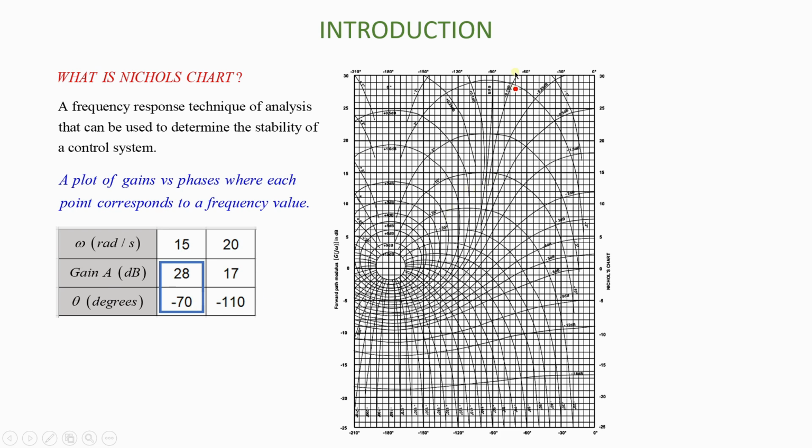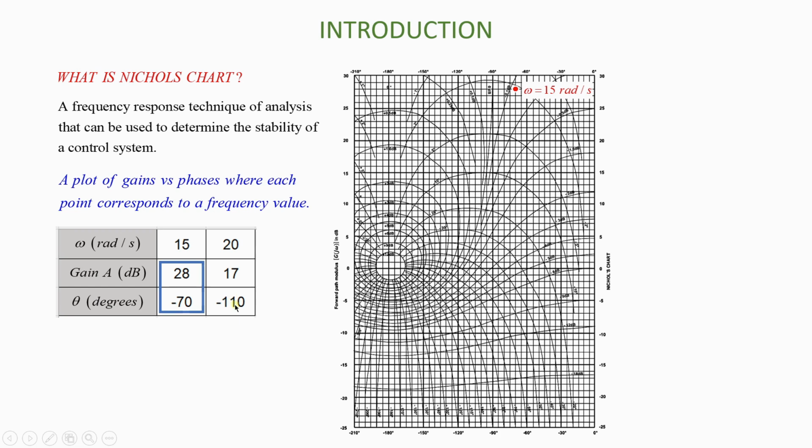And so once you've plotted that point, this point corresponds to a frequency value of 15. So what you do then, you write there that the frequency is 15, because you can see when the frequency is 15, we have a gain of 28 and a phase of minus 70 degrees. Now on Nichols plot, what we are doing, we're plotting gains against phases. And so this is what we are interested in. But once we found our point, this point will then correspond to that frequency. And so in this case it's a frequency of 15 radians per second.